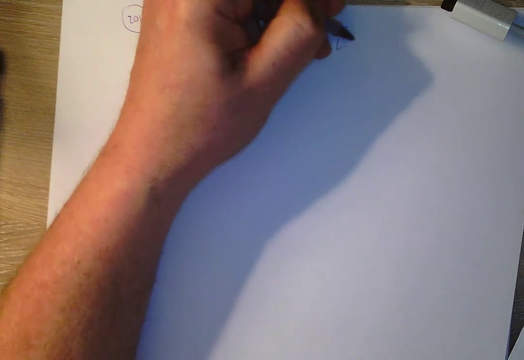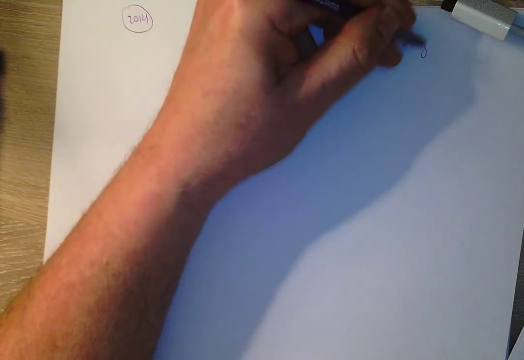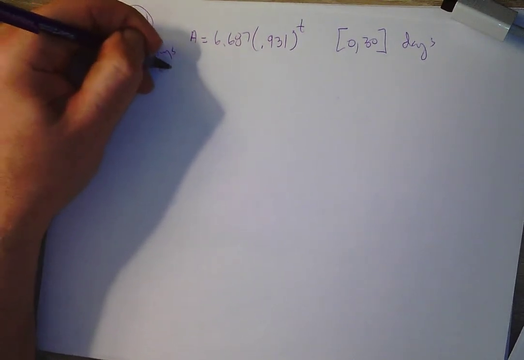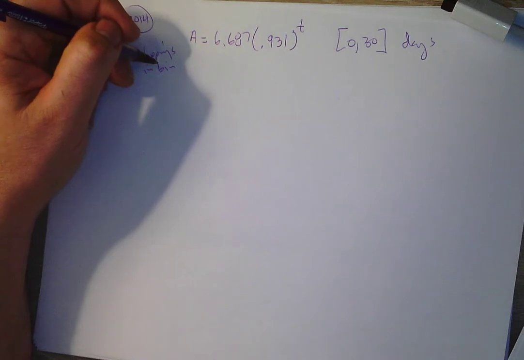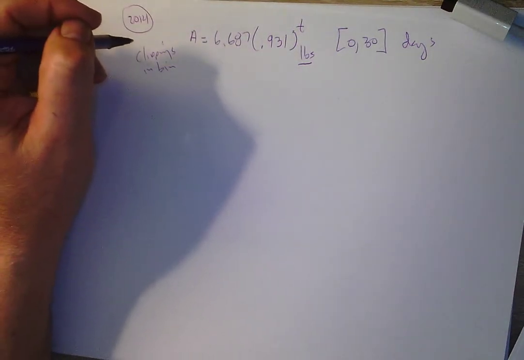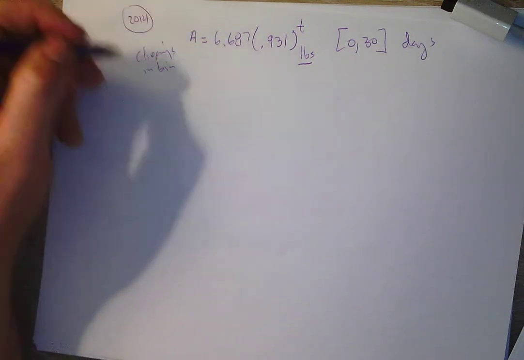Okay, 2014, grass clippings. It says the amount of grass clippings remaining in the bin is A equals 6.687 times 0.931 to the t, on 0 to 30 days. This is the amount of grass clippings remaining in the bin, measured in pounds, so this is not a rate. t is measured in days. Find the average rate of change in A.